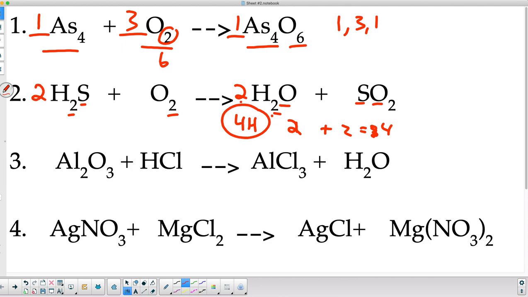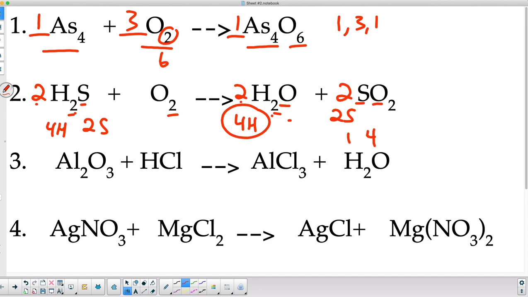But wait, we're not done, because if I change my number of hydrogens to 4, that means I need a 2 over here. 2 times 2 gives me 4 hydrogens, which is good, but it also gives me 2 sulfurs. On the right-hand side I only have 1 sulfur, so I need to double that now. I double the number of sulfurs. I have 2 sulfurs here, but then 2 times 2, and I have 4 oxygens. See how this works out now.